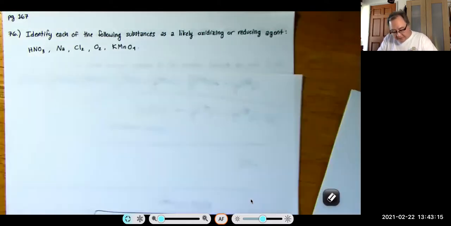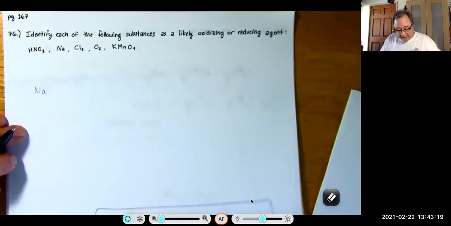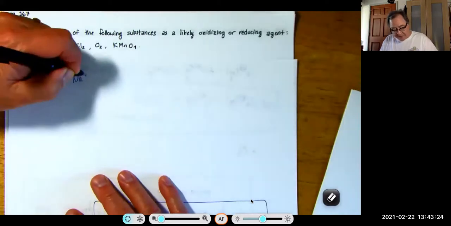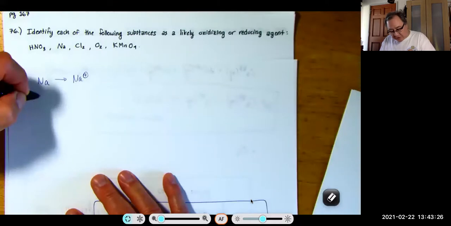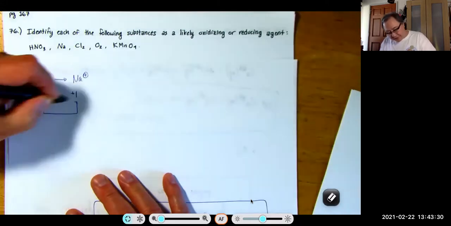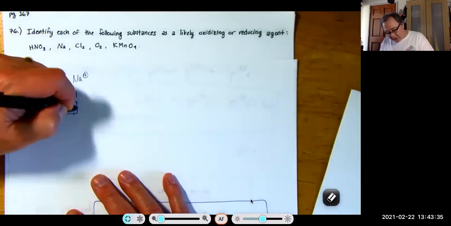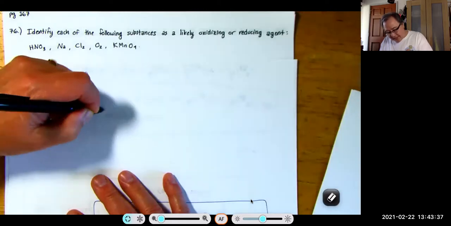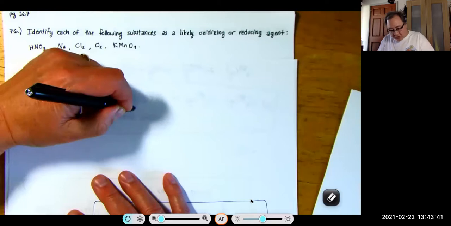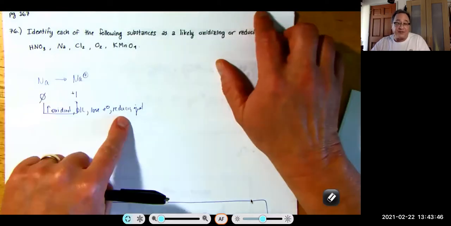If you look at the metal, what's most likely to happen to this metal is that it will turn into a sodium +1 ion, which means its oxidation number goes from 0 to +1, which is an increase, which means it's oxidized, which means it's oiled, loses electrons, and is a reducing agent. So because most metals like to become cations, they are reducing agents.